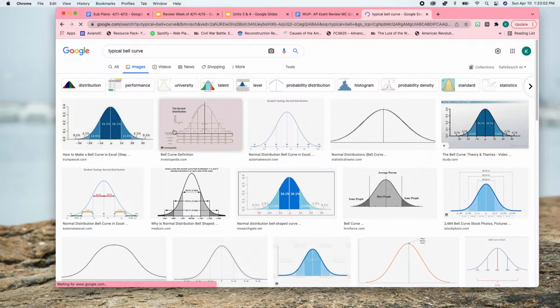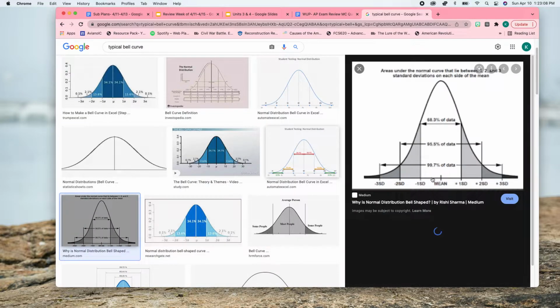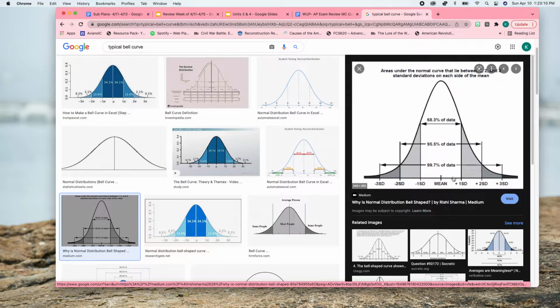So when we have a typical bell curve, here we go, normal distribution. When we go plus or minus 1 standard deviation, it's about 68% of the students. When we go plus or minus 2 standard deviations, it would be 95%. Plus or minus 3, it would be 99%.